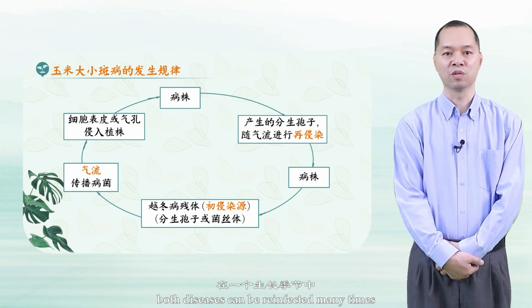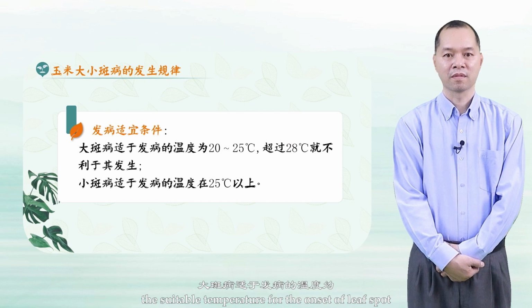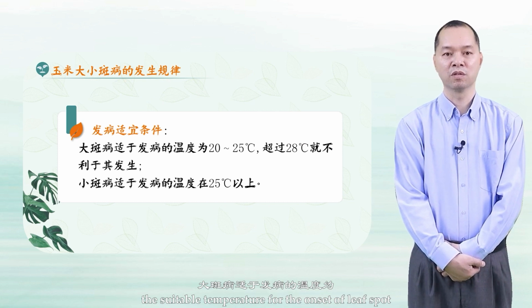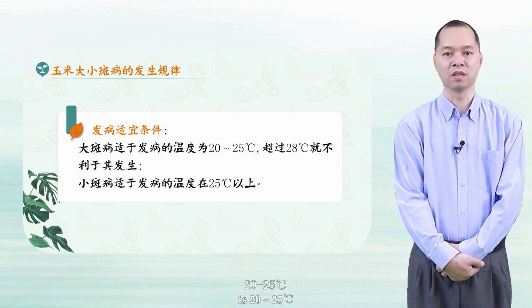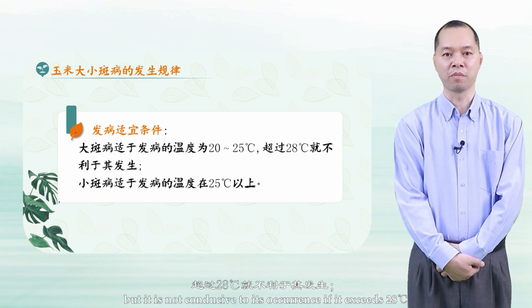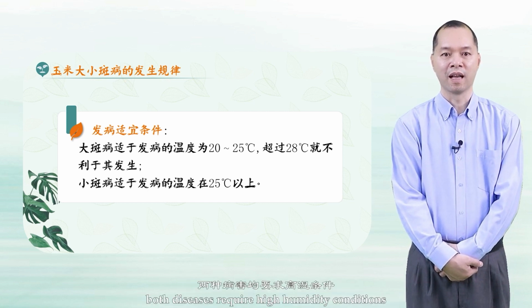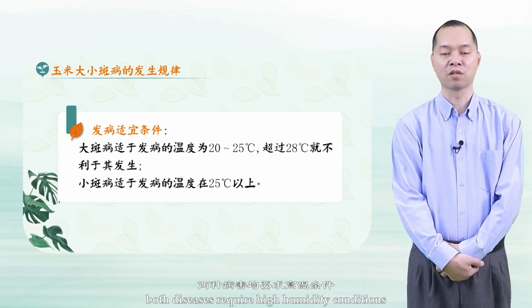Both diseases can be reinfected many times in one growing season. The suitable temperature for the onset of big leaf spot is 20 to 25 degrees Celsius, but it is not conducive to its occurrence if it exceeds 28 degrees Celsius. The temperature suitable for the small leaf spot is above 25 degrees Celsius. Both diseases require high humidity conditions.